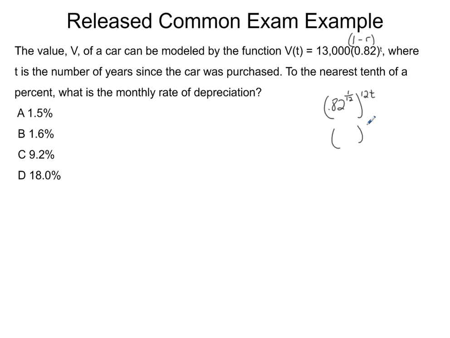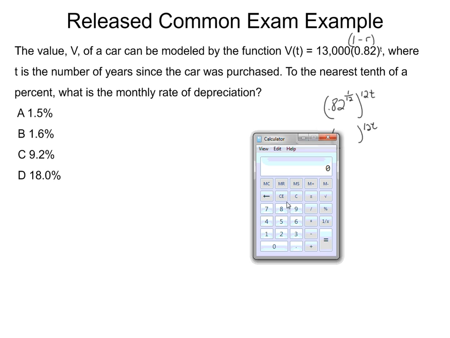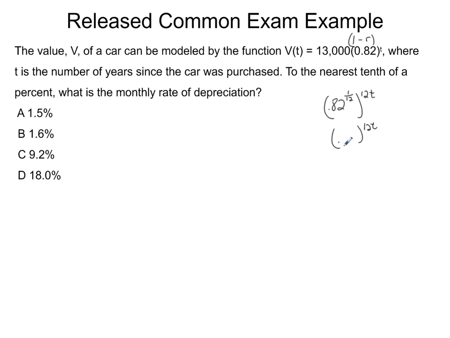All right, so 12t stays on the outside. 0.82 to the 1/12th power gives me, let's see, what was that? I think it was 0.984 if I round. So it's 0.9835, so it's 0.984 if I round. I'm trying to remember that, by the way. So if that number's wrong, I apologize.